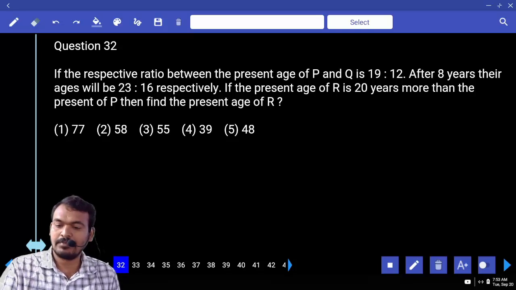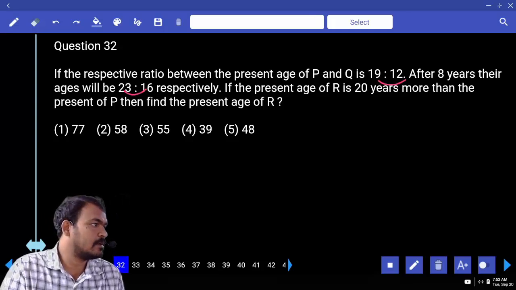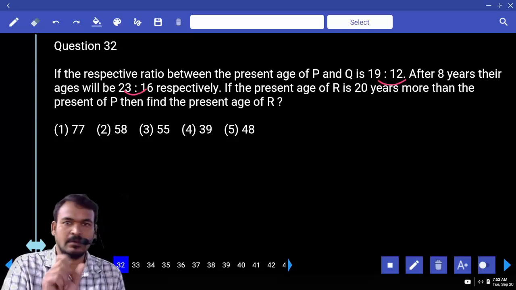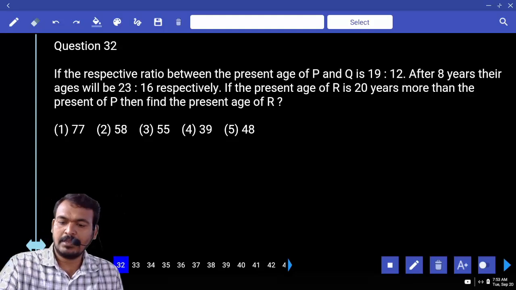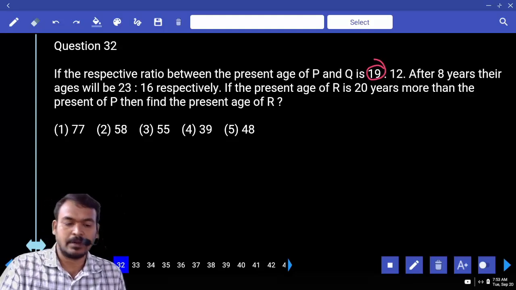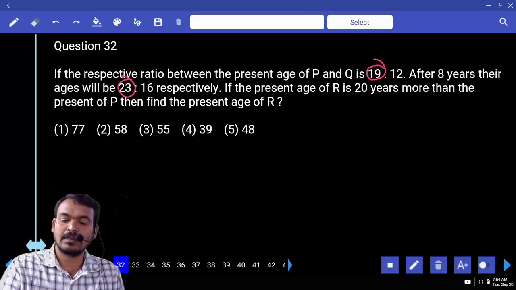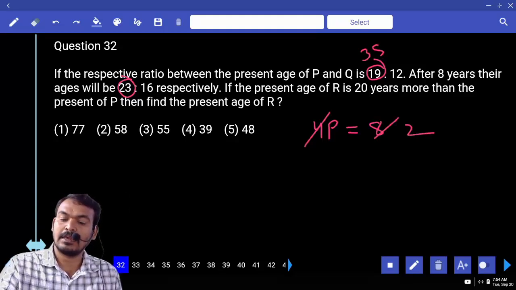Verification is also possible, and the direct method is also possible. What is the present difference? 7 parts. Future difference, 7 parts. Present difference is 7 parts, future difference is also 7 parts. Equal difference, so directly take the parts. Present, how many parts for P? 19 parts. After 8 years, 23 parts. How many parts are increased? 4 parts. Those 4 parts are 8 years. Every 1 part is 2 years. The 19 parts are 38 years.